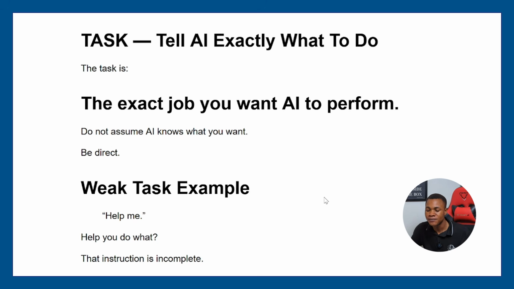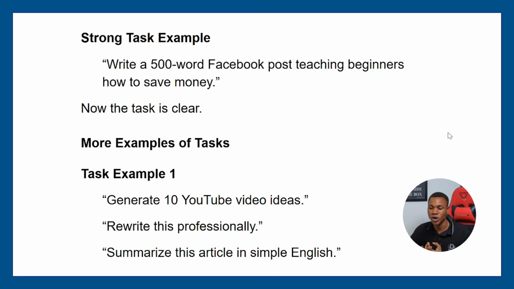So if you say, let's say, act as a fashion designer, I own a fashion designing company in Abuja, help me, and do what? Right? So that's a weak prompt. If you say help me, help you to do what? The instruction is not complete. But if you say, you are a fashion designer, my designing company is in Abuja, I've considered the first one, the second one, write me, comma, write me.